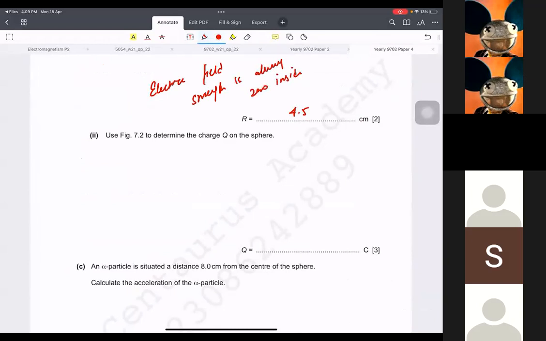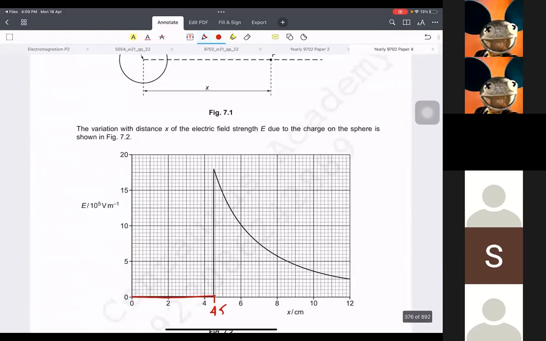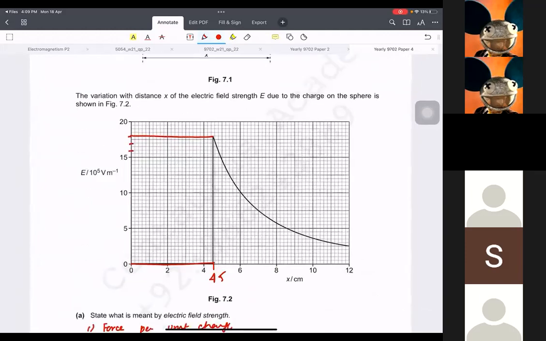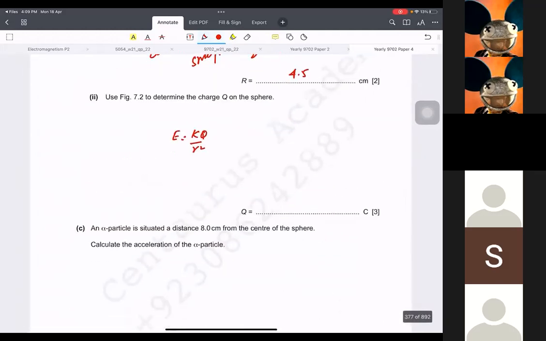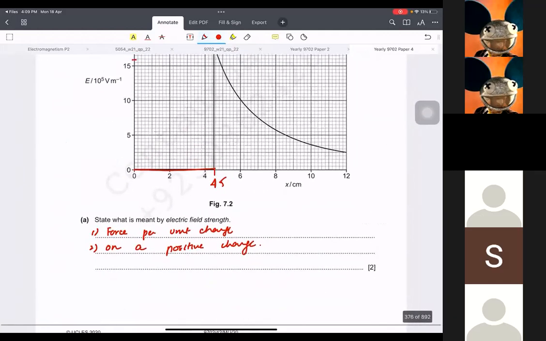Determine the charge on the sphere. E is equal to kq over r square. Electric field strength at that point. What is this? 18. Nice. So 18, and there should be something else as well, 10 raised to 5.